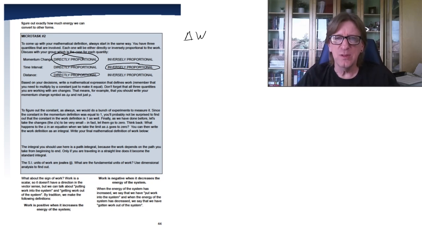Okay, so we know that it's going to depend upon our momentum change, not just the momentum, but the change in momentum. So that's going to be delta P, change in momentum. That goes in the numerator because it's directly proportional. Now the time interval, delta T, the change in time, is inversely proportional, so it has to go in the denominator. And then my change in distance, again that's delta, is directly proportional, so it also goes in the numerator. And it is a vector.